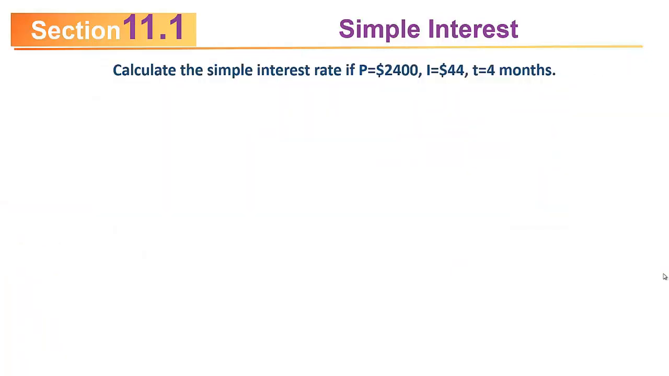How about this one? Calculate the simple interest rate if P is equal to 2,400, I is equal to 44, and T is equal to 4 months. We're looking for the interest rate. So we use the formula capital I is equal to capital PRT, but this time we're solving for little r.